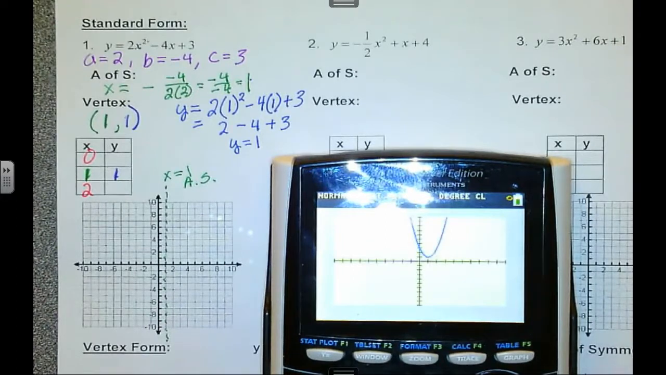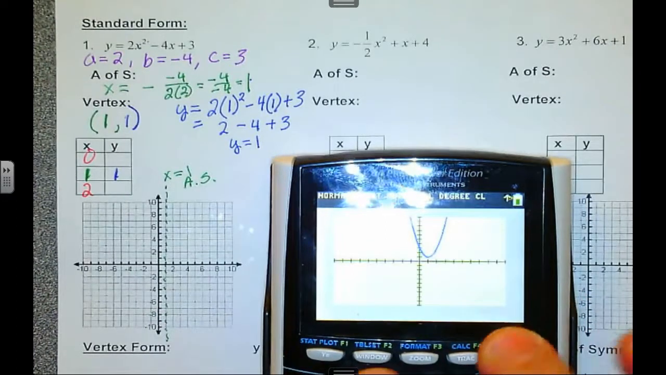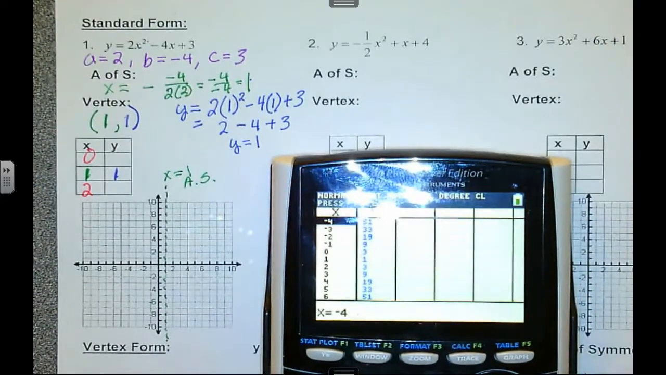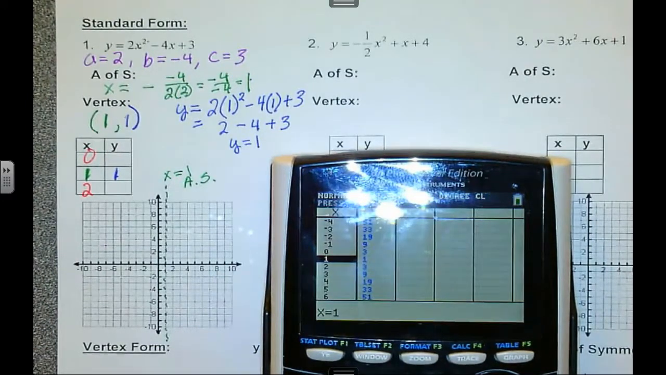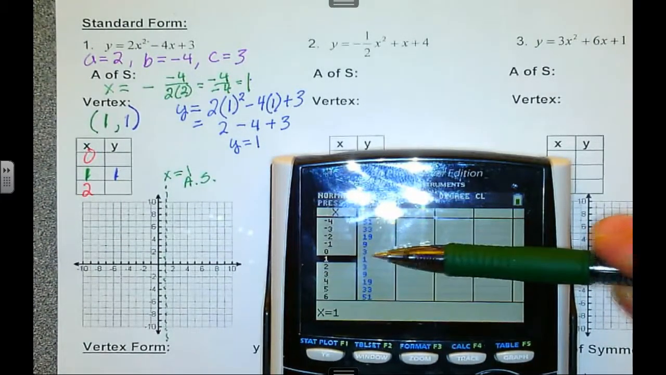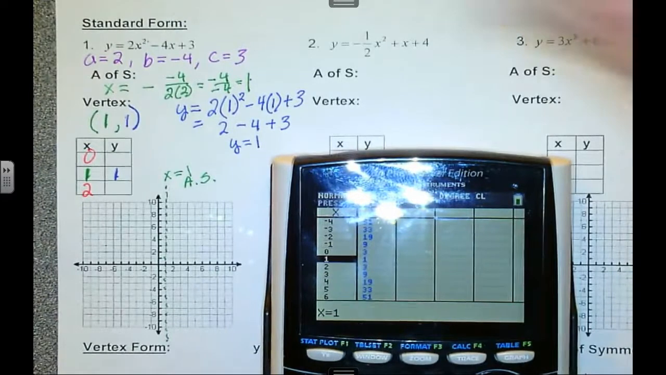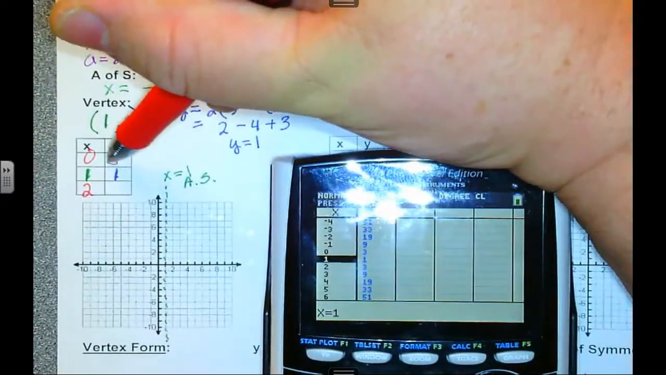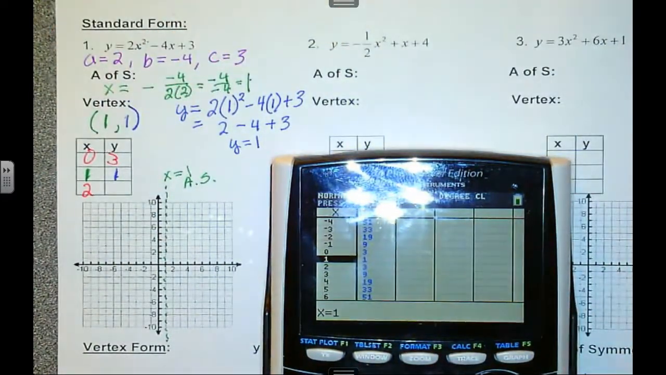I don't even care if it's on my graph or not. I just want my table of values. Let's say my vertex is 1, 1. Okay, kind of hard to see. How about like that? So 1, 1, and 1 less, 0, 3. This is review.